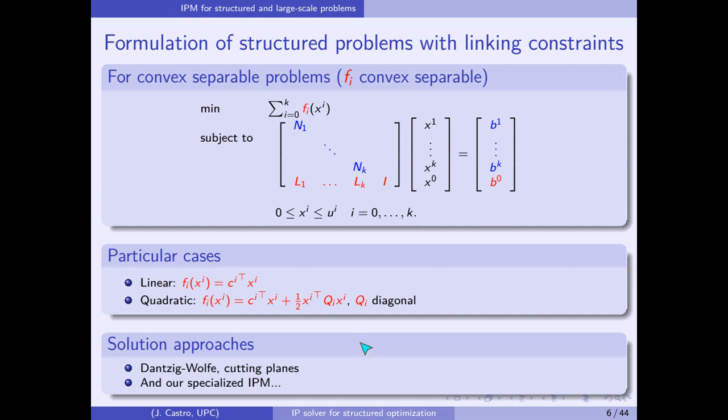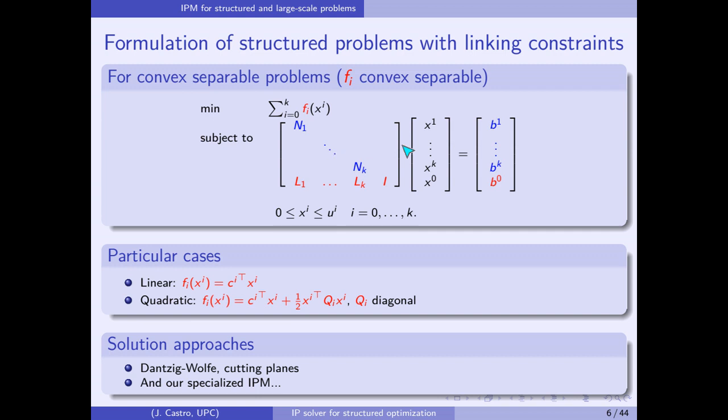Which is the type of structure this algorithm is going to deal with? This is the standard problem for this particular algorithm. The objective function can be convex. So in this formulation, in this model, we have k different groups of variables and constraints. N1 to Nk denote the matrices associated to the different blocks of constraints, and x1 to xk are the different variables. So the first group of constraints are the block constraints.